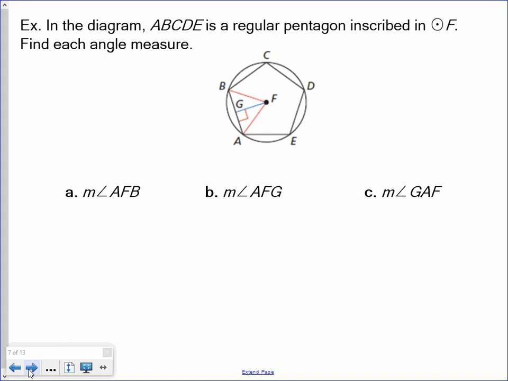The first one they want us to find is AFB. This angle right here is the central angle. Okay, that's one example of a central angle. So if they want us to find that, we'll take 360 divided by, it's a pentagon, so it has 5 sides, and we already did that on the last problem. It was 72 degrees. One thing we learned earlier.